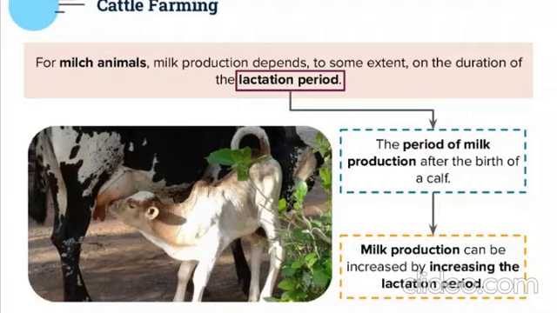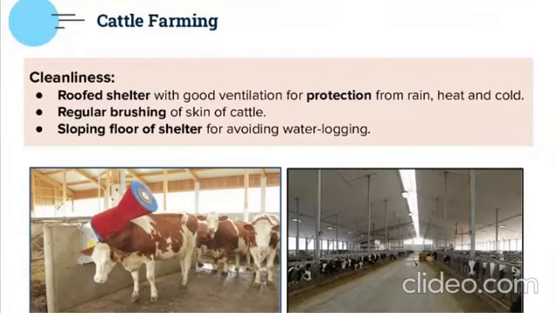Coming towards milch animals, it is based on the milk production. Now, milk production by milch animals will depend upon the lactation period. But what is the lactation period? Lactation period is the period of milk production after the birth of a calf. So a cow will produce milk after the birth of a calf, correct? So if we want to increase the milk production, the lactation period should be increased as well. Then only can we milk the cow and get the milk for ourselves.